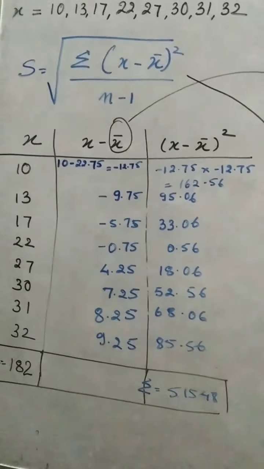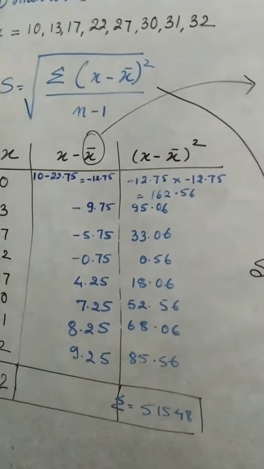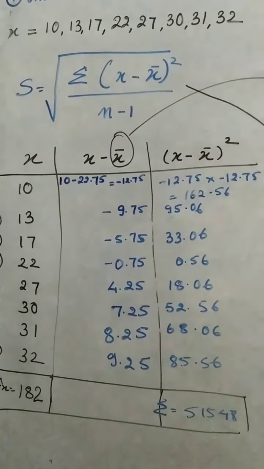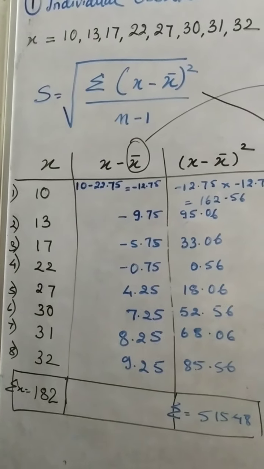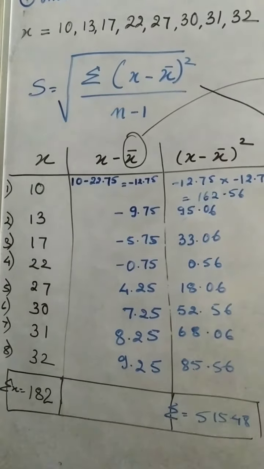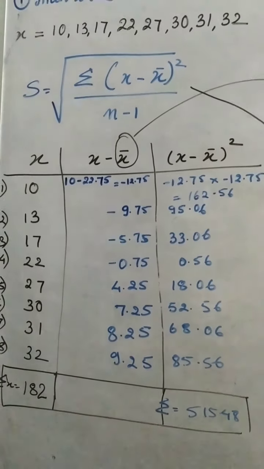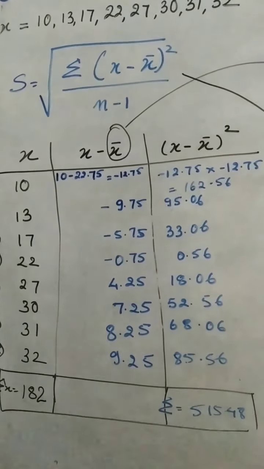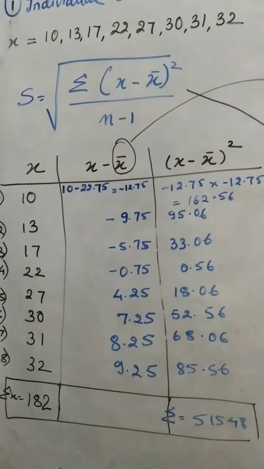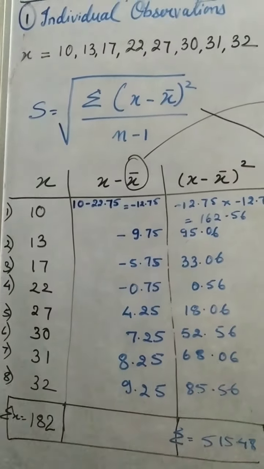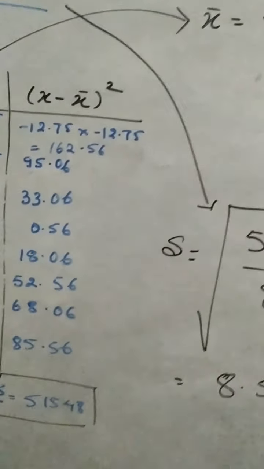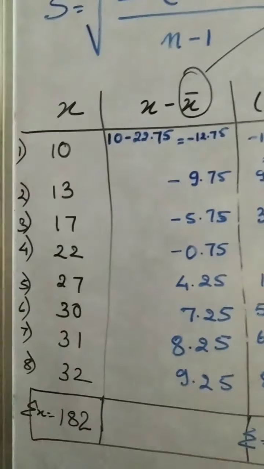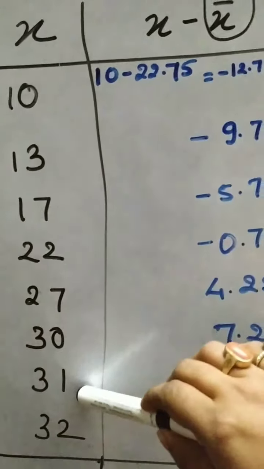Now first we'll move to the formula. The formula, S stands for standard deviation, is equal to under root sigma x minus x bar whole square divided by n minus 1. Now what we have in the question, we have only the value of x, that is the variable. So we have the value of x.